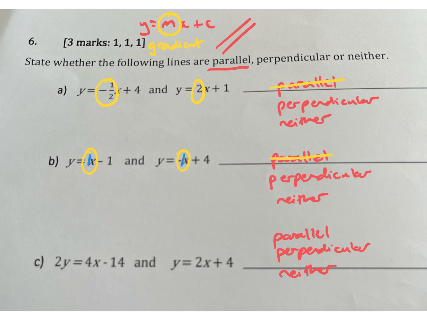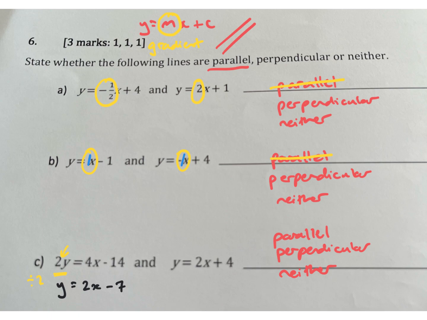Now the next one's a little bit interesting because unfortunately, we don't have y is equal to mx plus c. We have 2y. So what I'm going to do is get rid of this 2 here by dividing everything by 2. All right, let's see what that looks like. That's going to give me y. And divide 4x by 2, well, that gives me 2x. And that gives me minus 7.